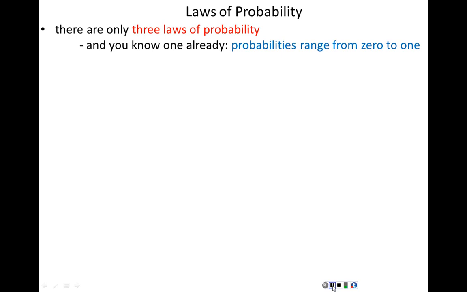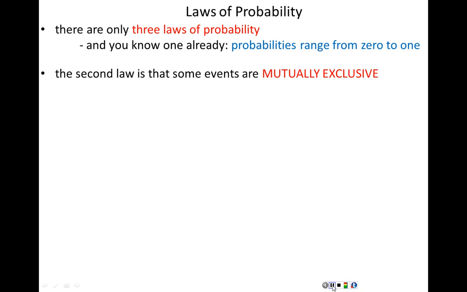So like any good mathematical field, probability has its own laws. There are only 3 laws of probability, so you don't need to freak out too much. And I've already taught you one without you even realizing it. I've taught you a law of probability. The first law of probability is that probabilities range from 0 to 1, with 0 being not happening and 1 being definitely going to happen.